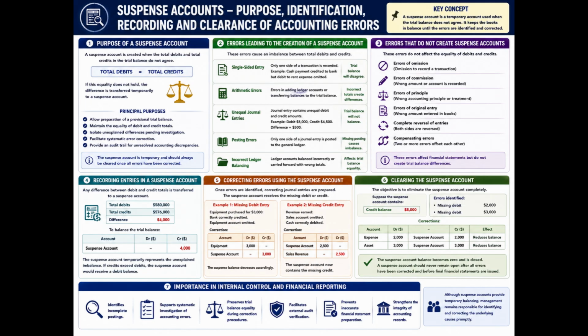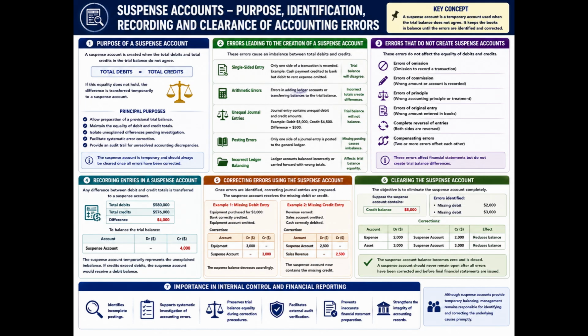4. Recording entries in a suspense account. When preparing the trial balance, any difference between debit and credit totals is transferred to a suspense account. Example: total debits, $580,000. Total credits, $576,000. Difference, $4,000. To balance the trial balance, credit suspense account $4,000. The suspense account temporarily represents the unexplained imbalance.